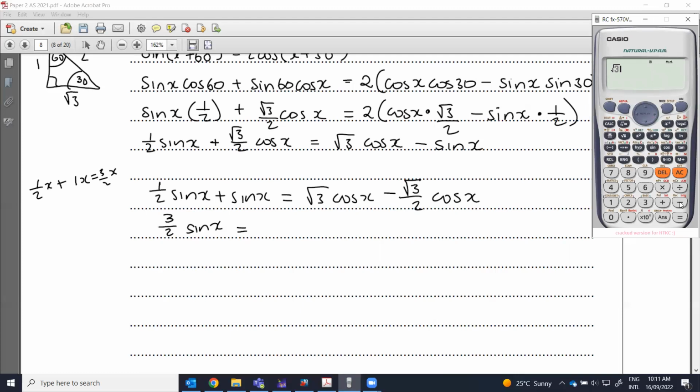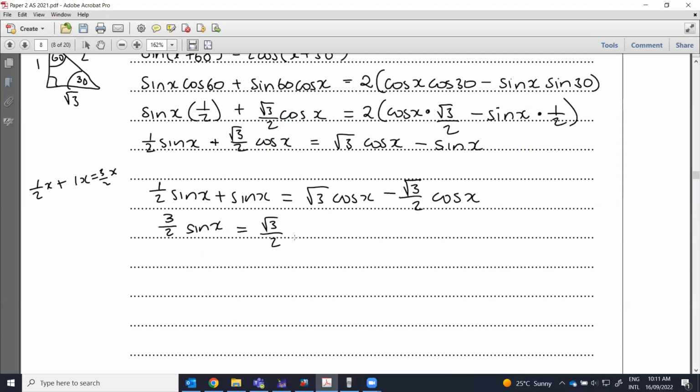And then I subtract this fraction, square root of 3 over 2, sorry. Okay, so that gives me square root of 3 over 2 cos x. Then what I do is I divide by square root of 3 over 2 on both sides. Square root of 3 over 2. So these two will cancel.